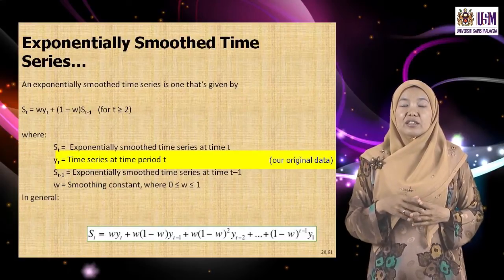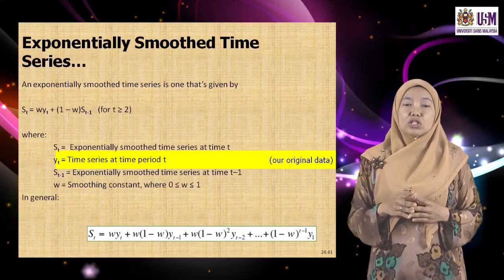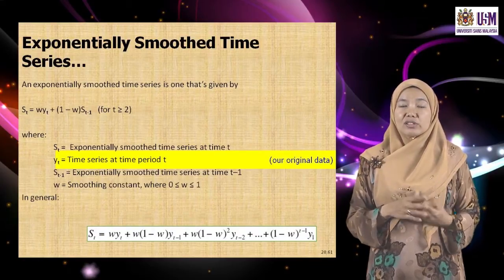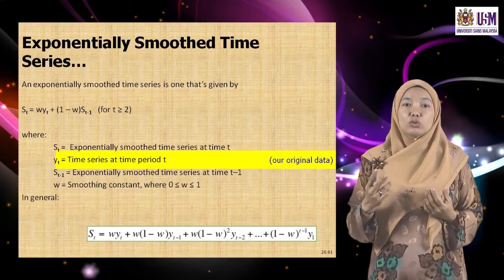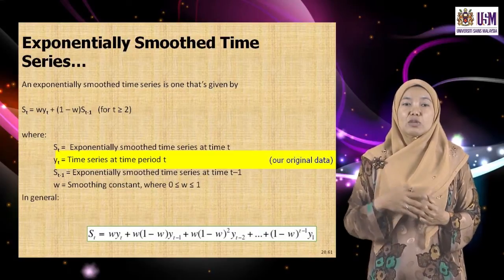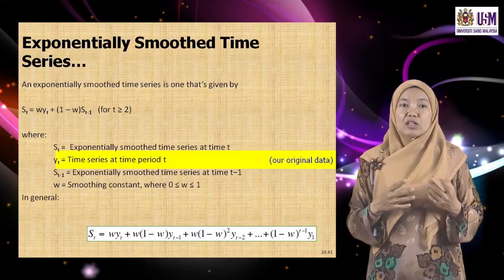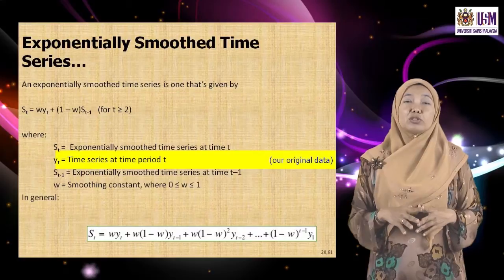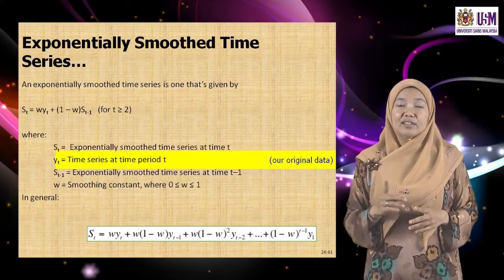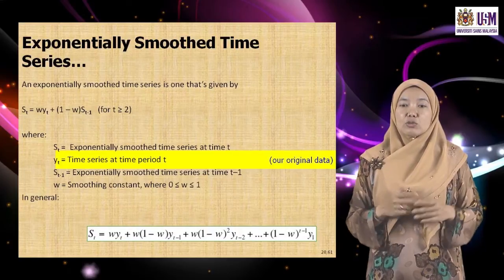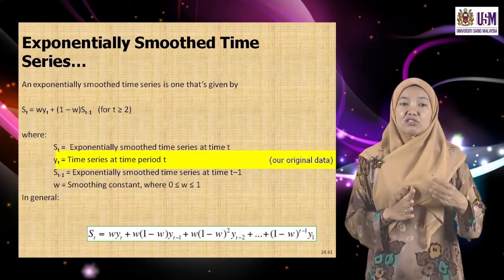In this case, the condition t greater than or equal to 2 shows that for you to do this exponential smoothing, you must have at least 2 time series data points. If you have 2, you can smooth your time series. You have 3, also fine, but you cannot do exponential smoothing if you only have 1 time observation. The last equation, the one in the box, is what we call the general equation.